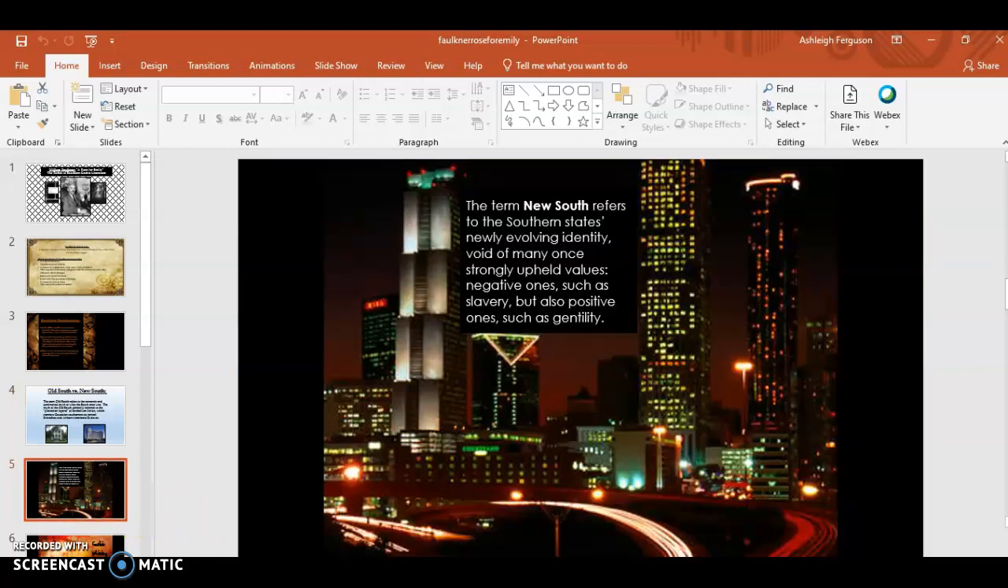Versus the New South, which was ever evolving and still is, it's this newly evolving identity, which doesn't have as many old, strongly upheld values. And most of those older values are perceived as negative ones, obviously such as slavery, but also there's a mourning of some positive traits of the Old South, such as gentility. There's a contrast between those two.